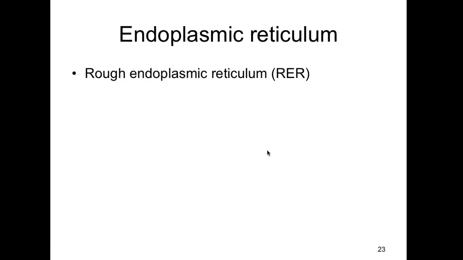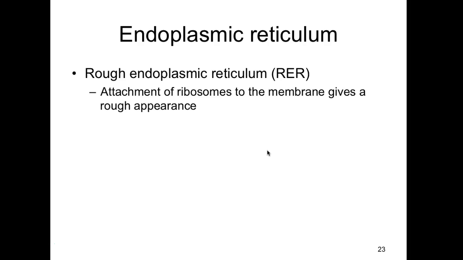One of the parts of the endomembrane system is the endoplasmic reticulum. There is the rough endoplasmic reticulum, or RER. It is rough due to the attachment of ribosomes to the membrane.